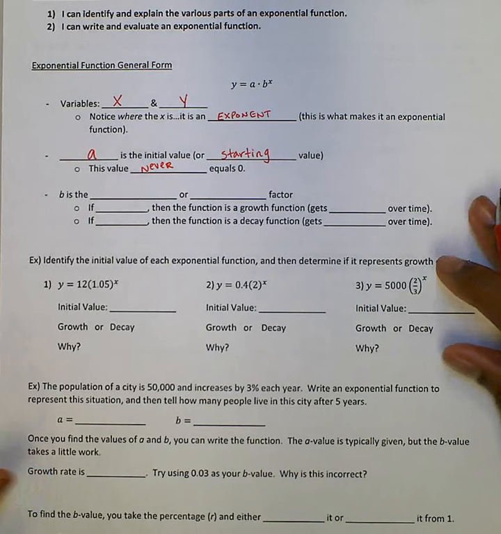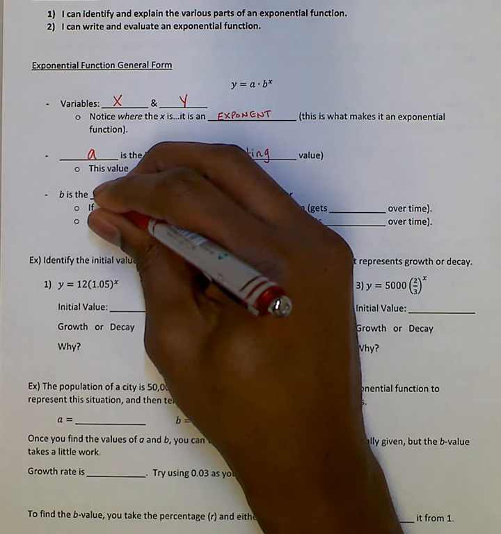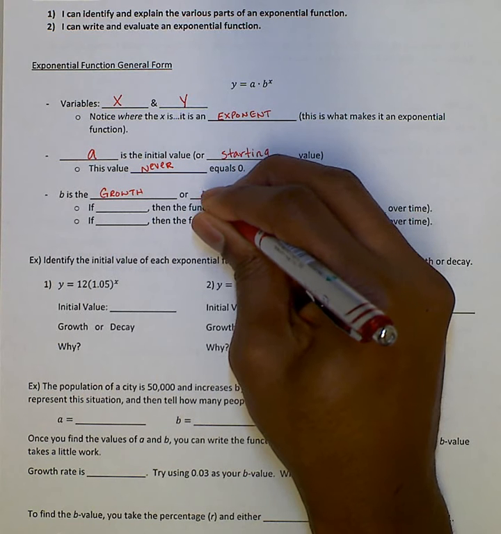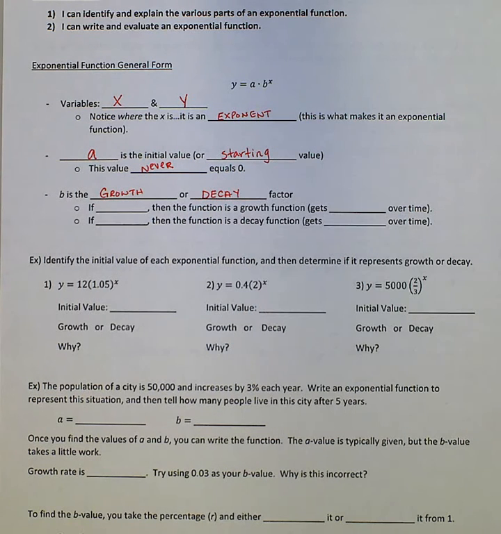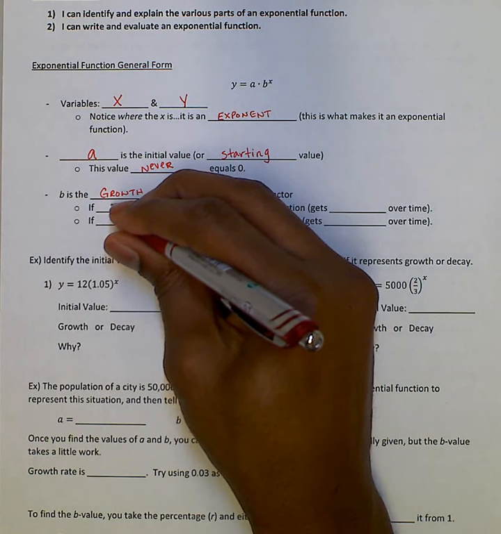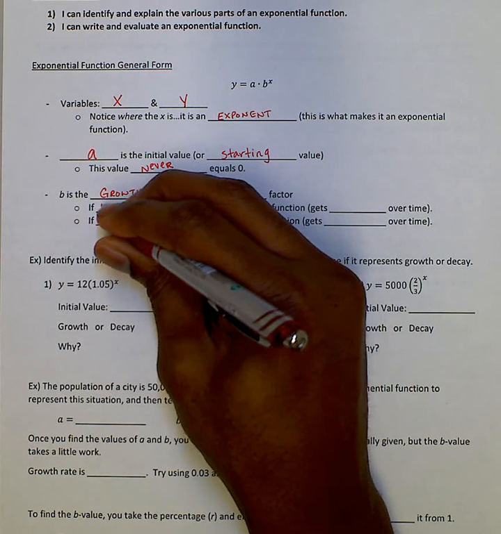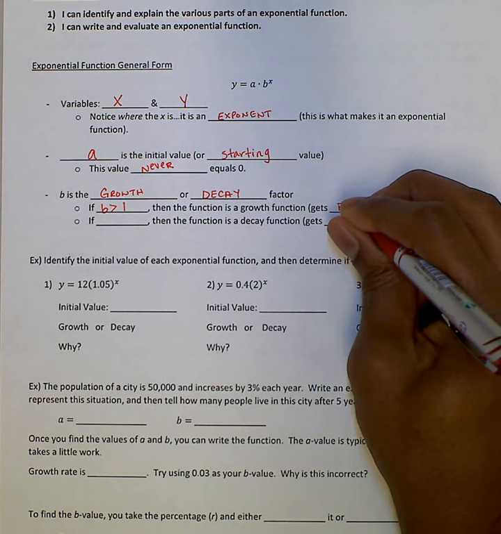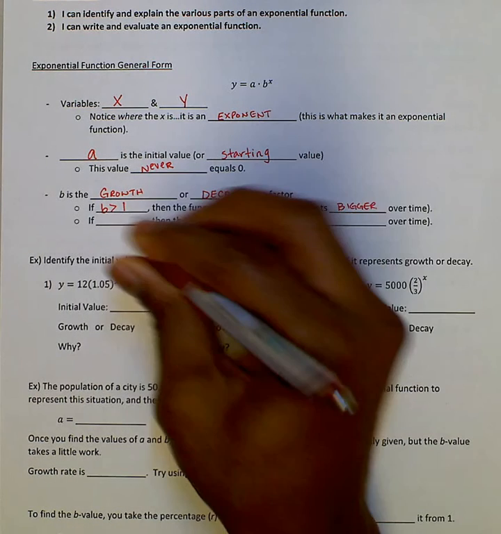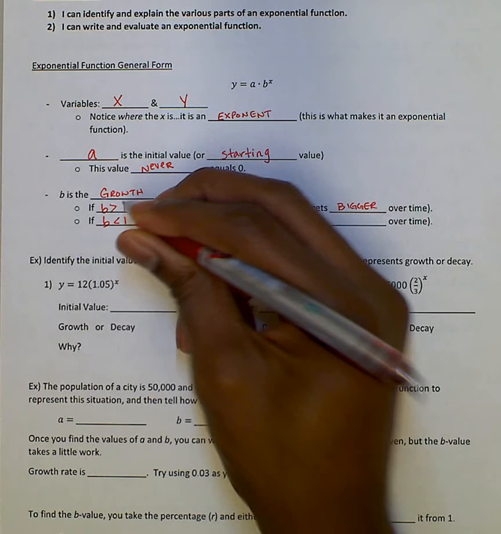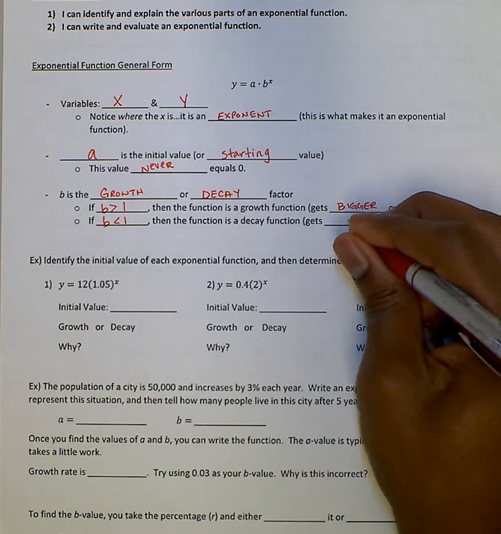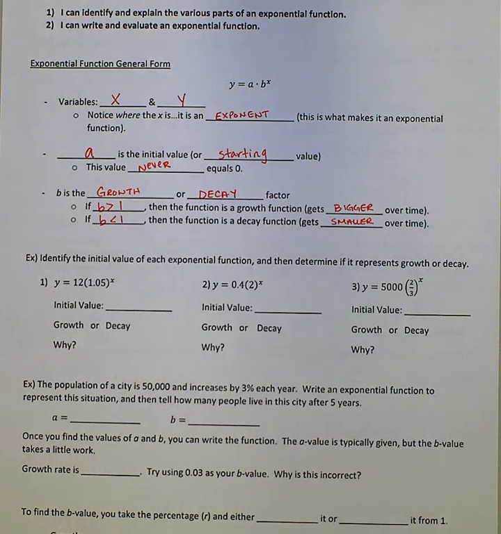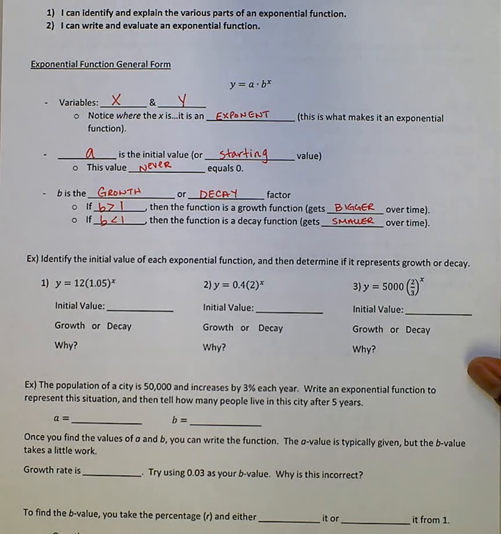B is the growth or decay factor. If B is greater than 1, then this is a growth function. It gets bigger over time. If B is less than 1, then the function is a decay function, and it gets smaller over time. B won't be just 1. If it's just 1, then it won't be exponential.